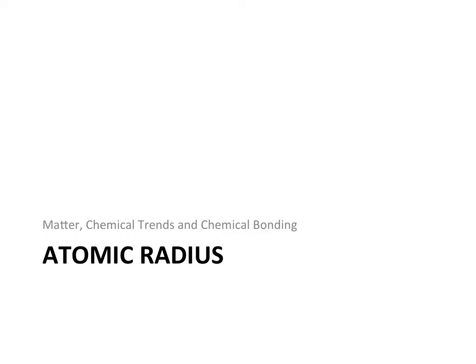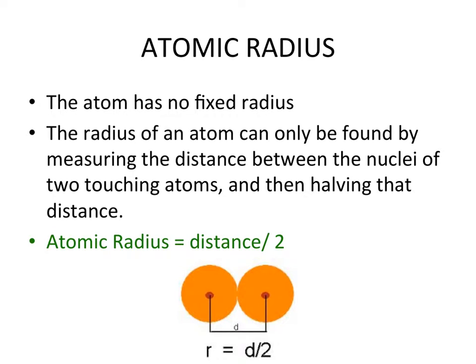All right, welcome folks. This lesson is on one of the periodic trends, the atomic radius. Now, an atom doesn't really have a fixed radius. The electrons can be zipping around, and the only way to really find the atomic radius is by measuring the distance between the nuclei of two touching atoms, and then basing it on the equation just on the bottom here. So the radius is equal to distance divided by 2. We're not going to get into that, just a side note as to what atomic radius is.